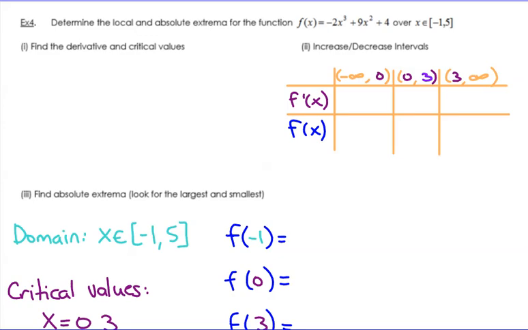All right, so here we go. We're going to try some examples. Number 4, determine the local and absolute extrema for the function. Okay, so let's go into what an absolute extrema is.